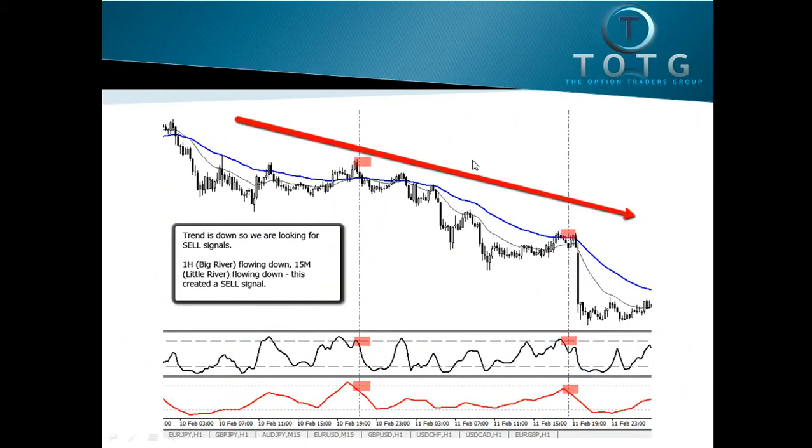And just the opposite for the downtrend. So the trend is down. We're looking for sell signals, or we're looking for an overbought situation within the stochastic. Okay, so the 1 hour big river flows down. The 15-minute the little river will be flowing down too. This created a sell signal. So we have two different entries here.